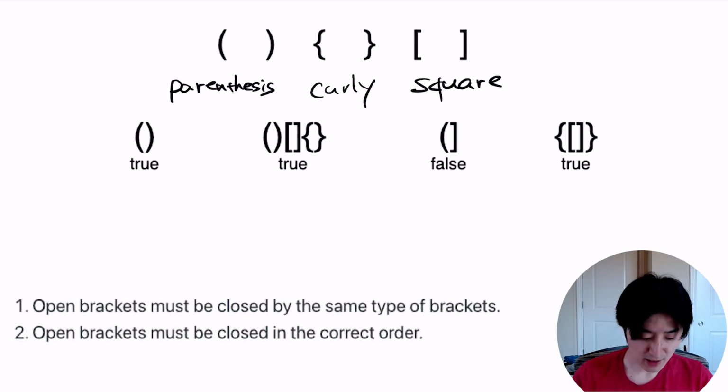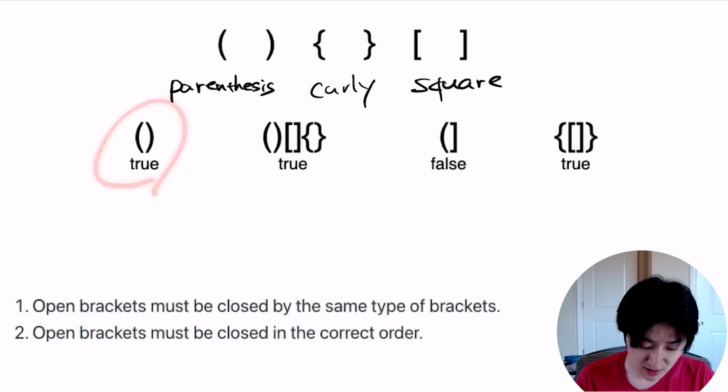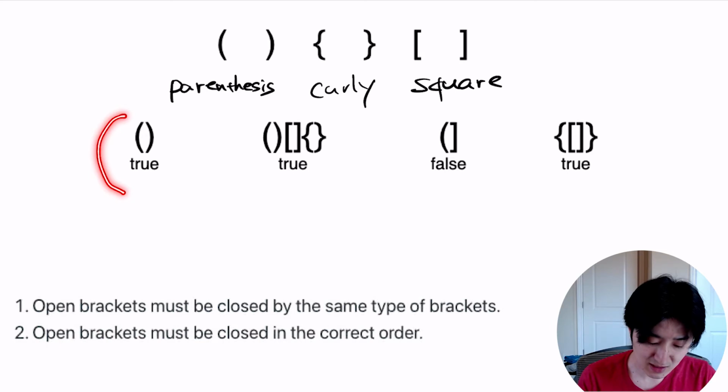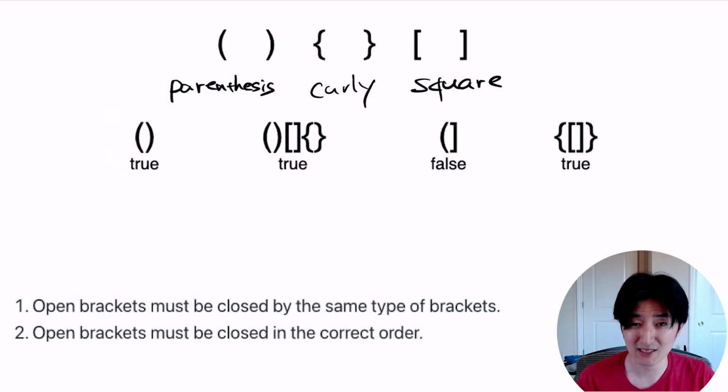The first one is open brackets must be closed by the same type of brackets. So for example, for this case, it has an open parenthesis, so it has to be closed by the same parenthesis. For this example, it has an open parenthesis and is trying to close with a square bracket. So they are not the same, so it is not valid.